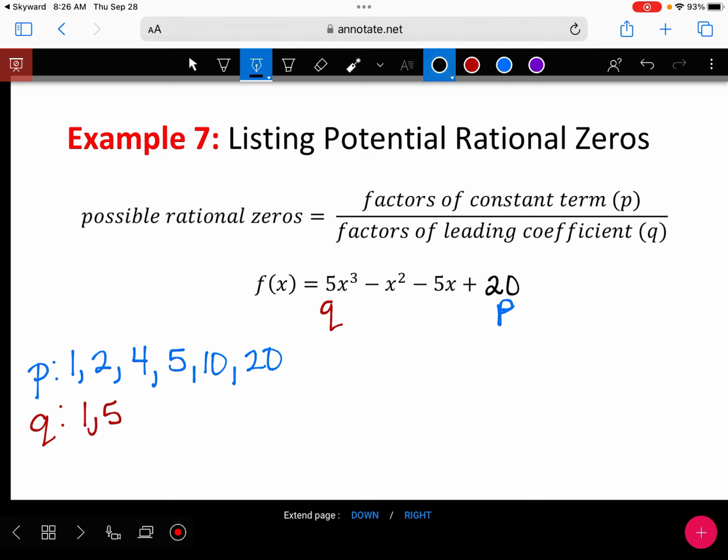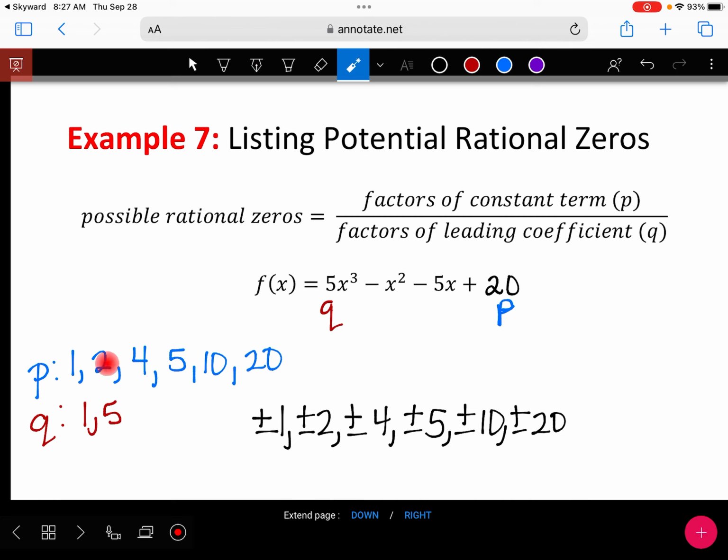So my possibilities, and I'm going to put plus and minus. So you're going to start off by listing, take all of these blue numbers divided by 1. So anything divided by 1 is just the same. So my possibilities would be plus and minus 1, plus and minus 2, plus and minus 4, positive and negative 5, positive and negative 10, positive and negative 20.